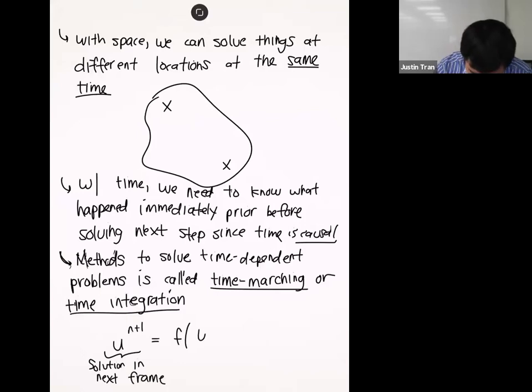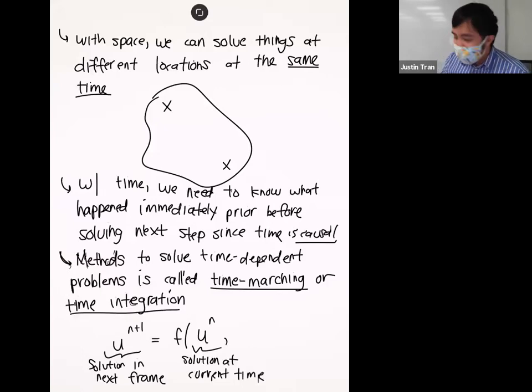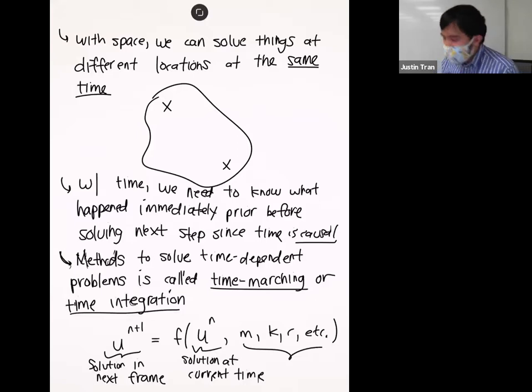This is going to depend on u^n, where u to the n power is the solution at the current frame, at the current time. And this f right here just means that it's a function of these things. It's a function of the solution at the current time. It's also a function of all of the material and geometric parameters of your structure, and thus your mass constant, your spring constant, your damping, et cetera, et cetera.